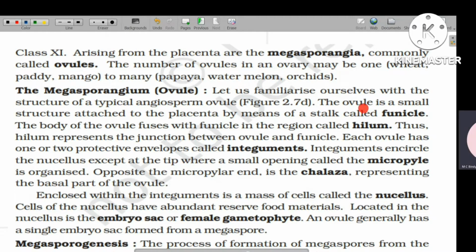The ovule is a small structure attached to the placenta by means of a stalk called funicle. The body of the ovule fuses with the funicle in the region called hilum. Thus, hilum represents the junction between the ovule and the funicle. Each ovule has one or more protective envelopes called integuments. Integuments encircle the nucellus except at the tip where a small opening called micropyle is organized. Opposite the micropylar end is a chalaza representing the basal part of ovule.